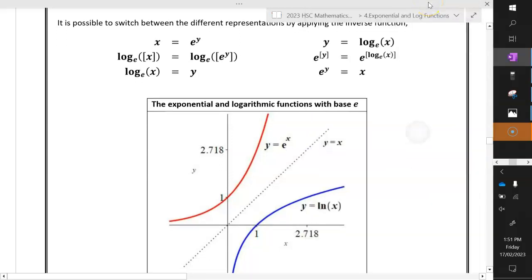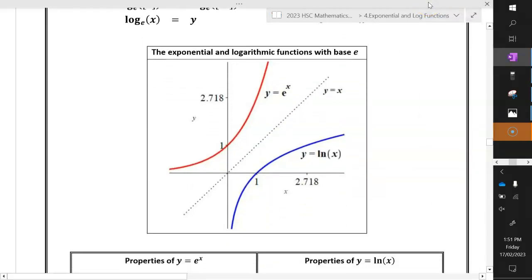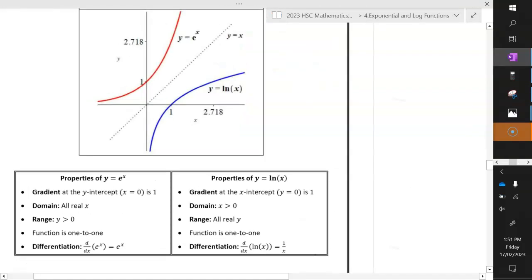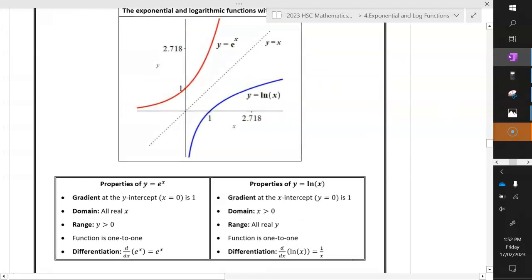Looking at the difference between the graphs, the exponential and log functions are drawn below. So here's our e to the x, which we've been working on, and it goes through 0, 1. Similarly, our natural log graph, or y equals log x, goes through 1, 0. And these graphs are reflected about the line y equals x, if you have a look at that. We have looked at that previously.